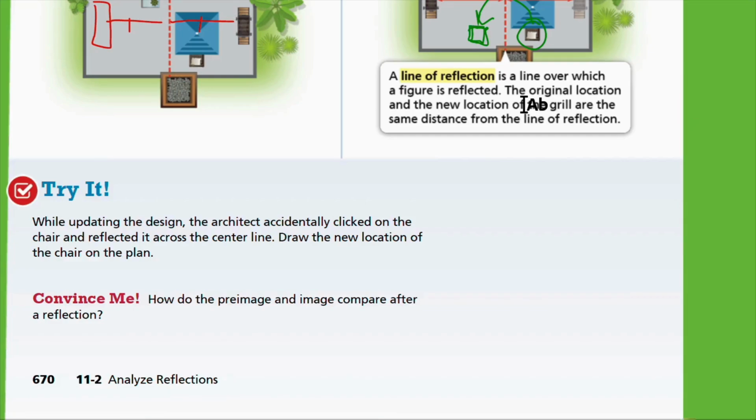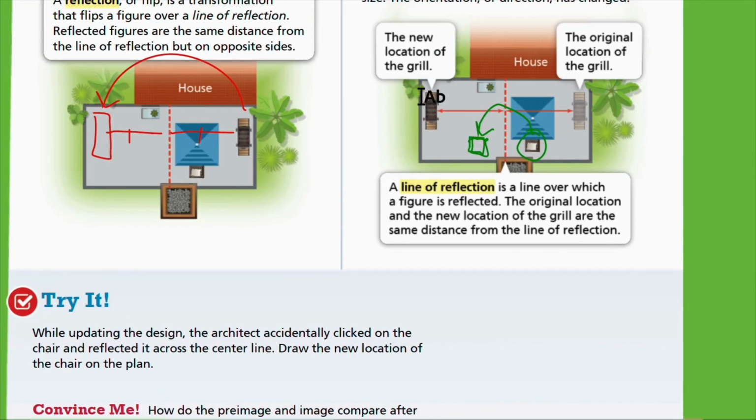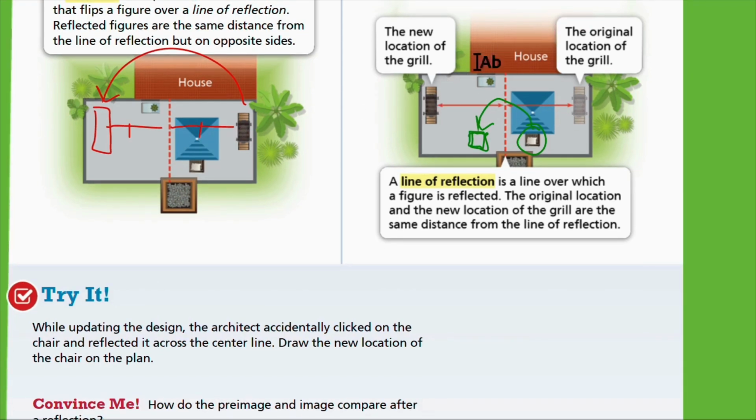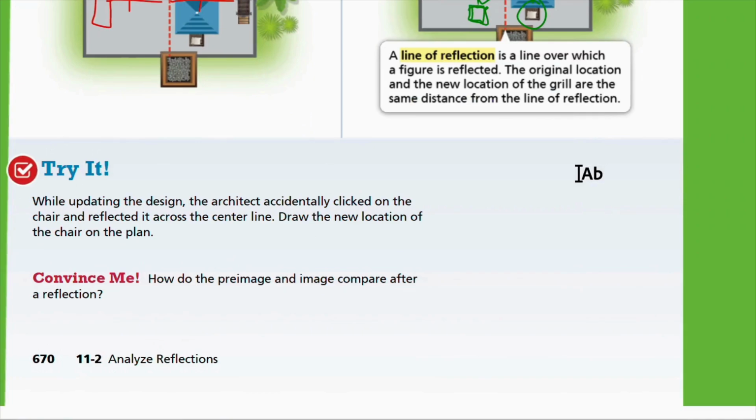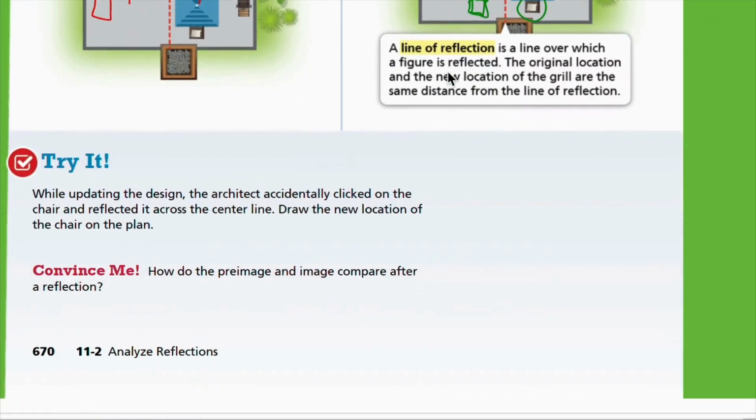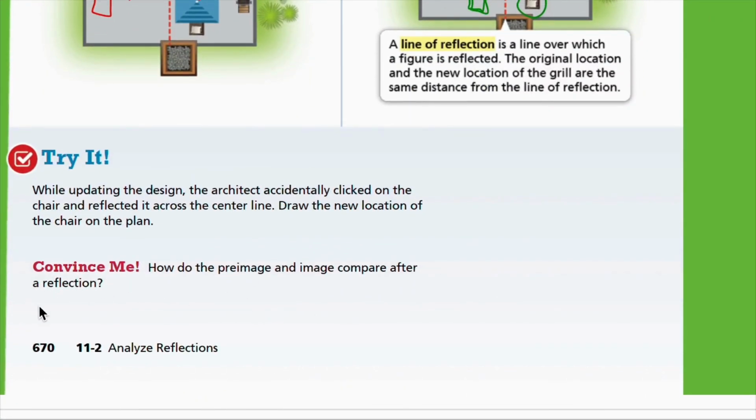So how do they compare? Same thing. They're the same shape. They're the same chair. We didn't change anything. It's the same, but we just moved it. But it's not just a translation. It is a reflection across the patio, right? Across the line. So everything is the same, but the orientation might be different because we reflected it.